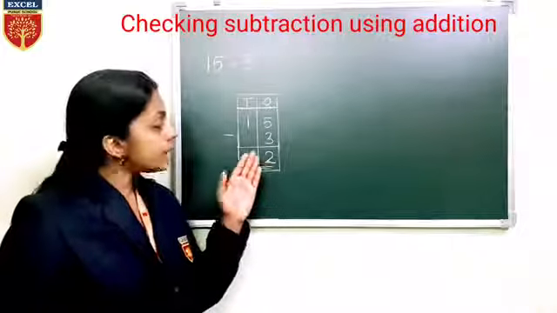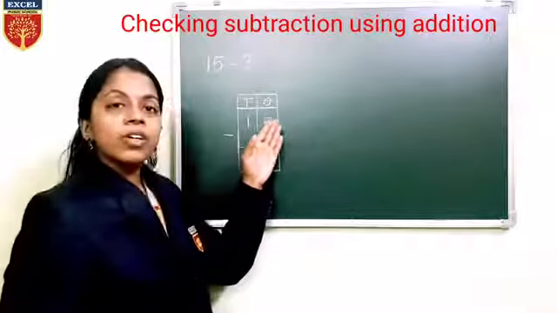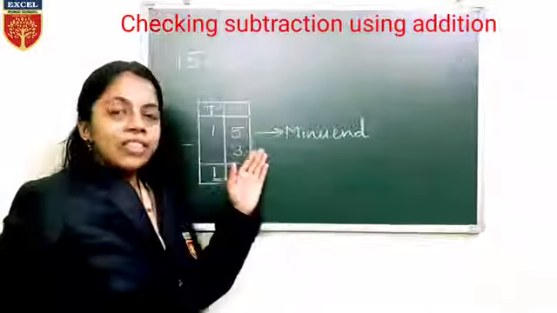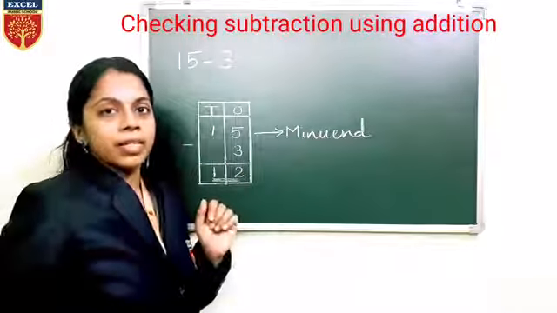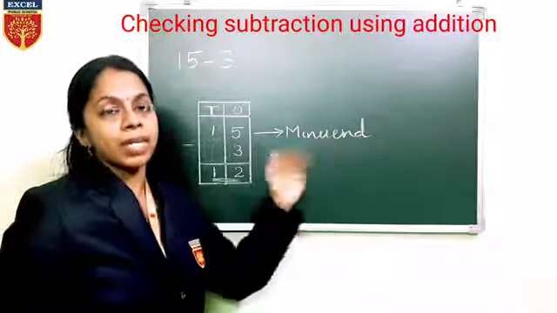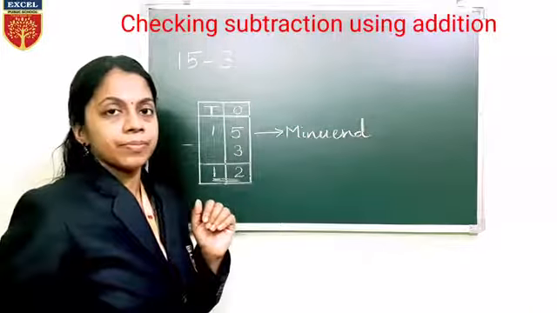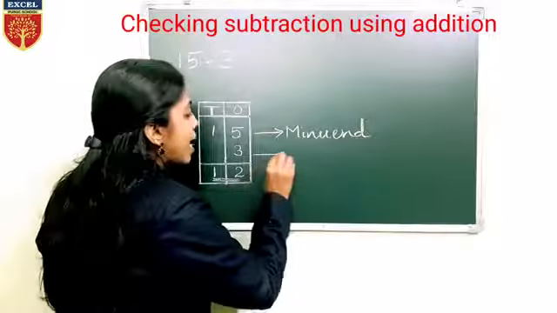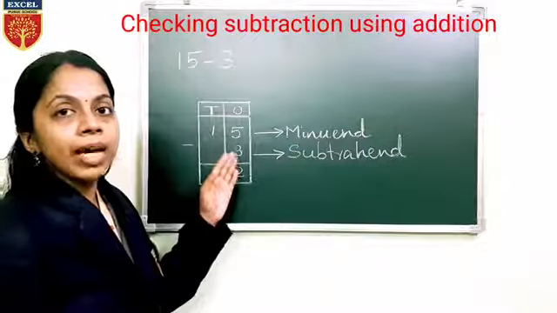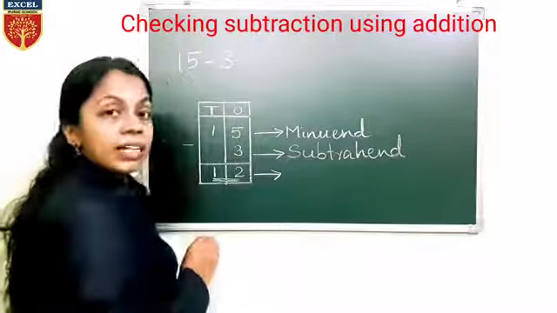How to check whether this answer is correct or not? Let's see how. This 15 we call it the minuend. Minuend means the number from which another number is subtracted. And this 3 is called the subtrahend, which means the number which is to be subtracted from another. And this answer 12 is the difference.